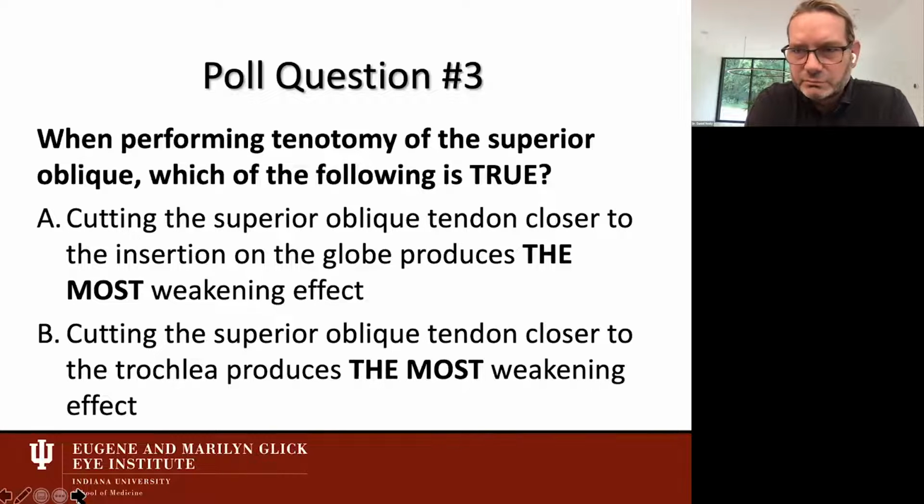Last poll question. All right, if we're going to weaken the superior oblique, we need to know what we're going to get out of it. This question is, when performing a tenotomy of the superior oblique, which of the following is true? Just two choices here. Cutting the superior oblique tendon closer to the insertion on the globe produces the most weakening, or is it true that cutting the superior oblique tendon closer to the trochlea produces the most weakening effect? Just cutting the superior oblique anywhere along its course is not equal. So go ahead and answer these, and then we'll talk about it. Where you cut that superior oblique is going to give you different amounts of effect. Again, it's important that we know that.